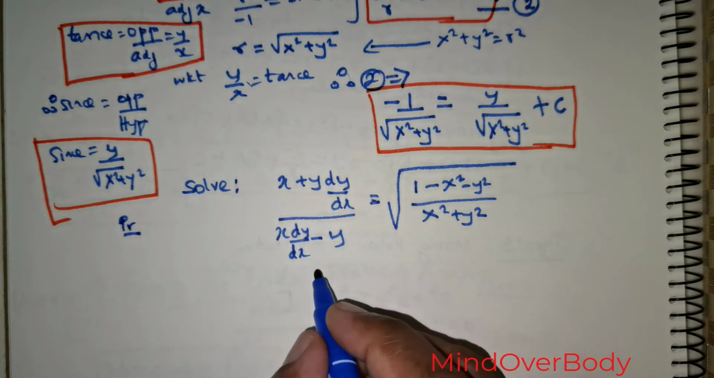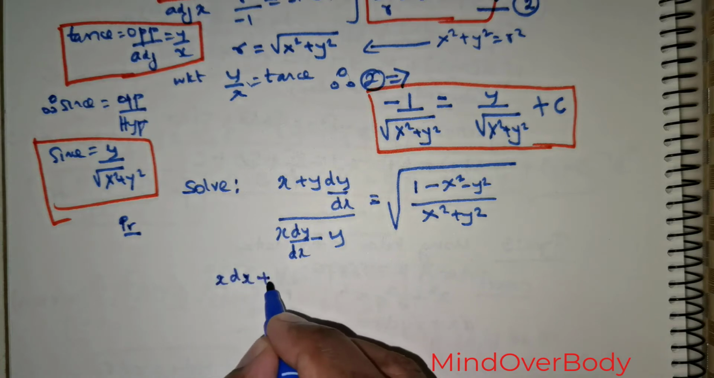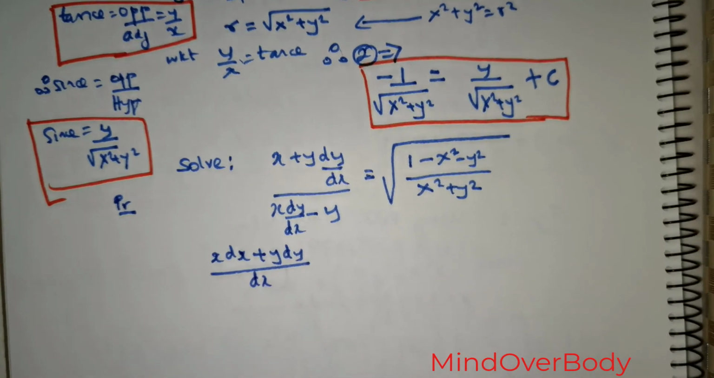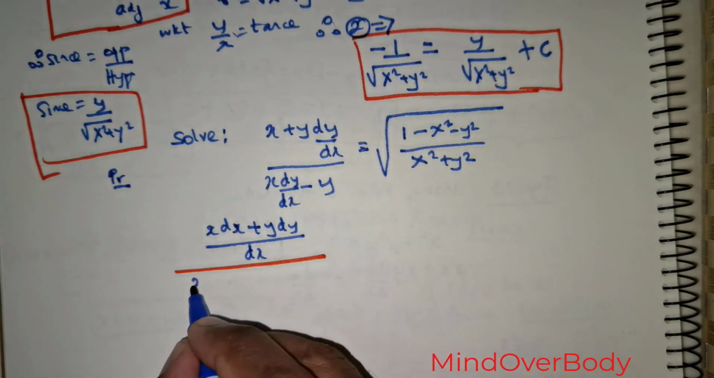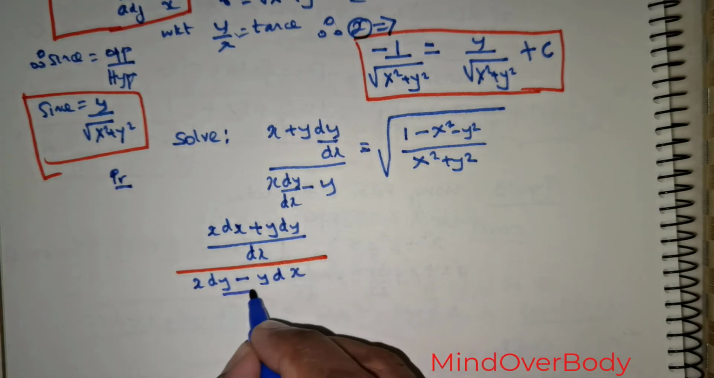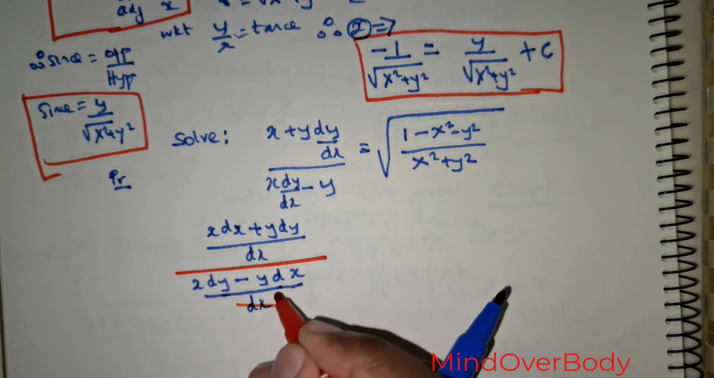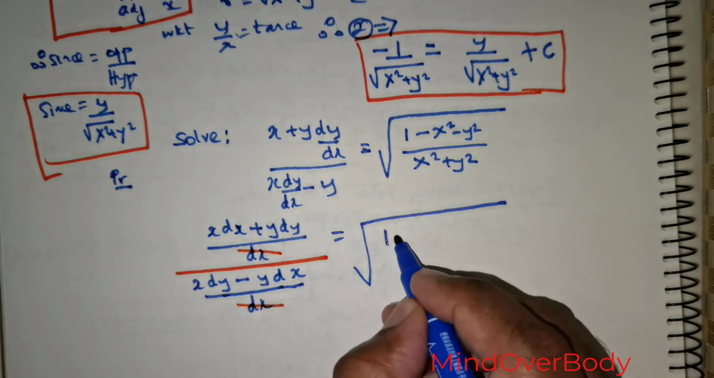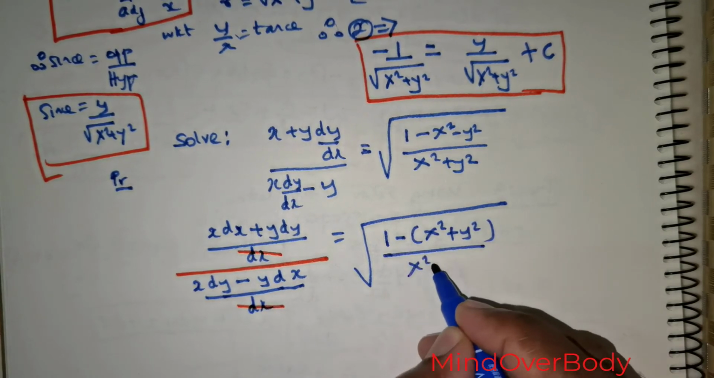Now all I need to do is to take the LCM. If I take the LCM, I can rewrite this as x times dx plus y times dy divided by dx. And similarly, this is divided by, taking the LCM, x times dy minus y times dx divided by dx. Now clearly you can see the dx and the dx can be cancelled, so that would be equal to the square root of, I'm going to rewrite this as, 1 minus x squared plus y squared, divided by x squared plus y squared.